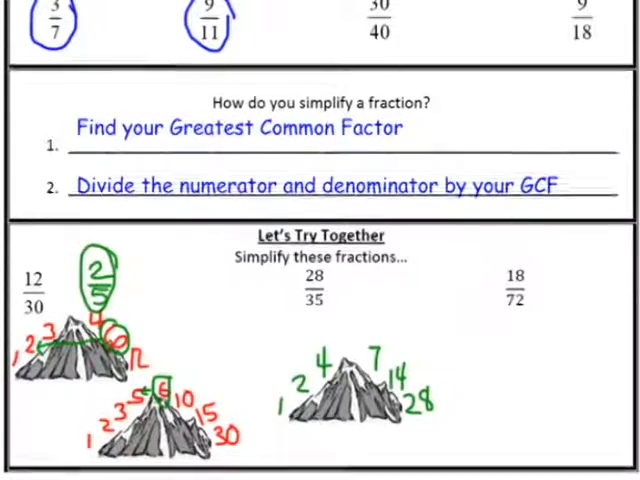So then I go through and I divide each number. 35 divided by 28 doesn't work. 35 divided by 14 doesn't work. 35 divided by 7 does. That's our greatest common factor. 28 divided by 7 is 4. 35 divided by 7 is 5. 4/5 is our answer. The last method we talked about was guess and check.